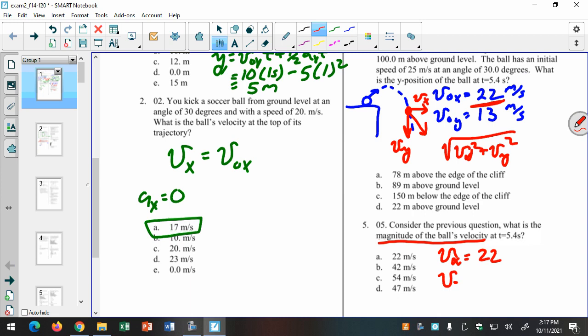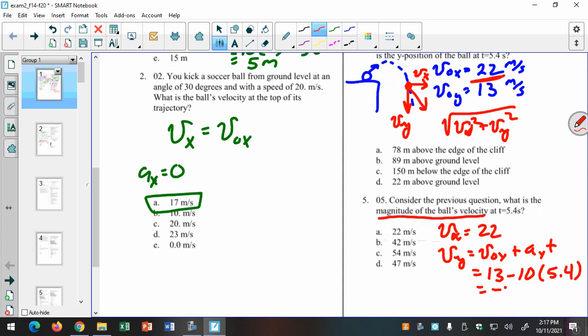To find Vy, Vy is going to be v naught y plus ay t. That's going to be 13 minus 10 times t, which is 5.4. 13 minus 54, so minus 41. Minus 41 meters per second. So I was right, by the way, in assuming that I was over on this side of the trajectory. How do I know that? That I'm over the hump, so to speak. Right, because the velocity in the y direction is negative. It went up, and now it's coming back down again.